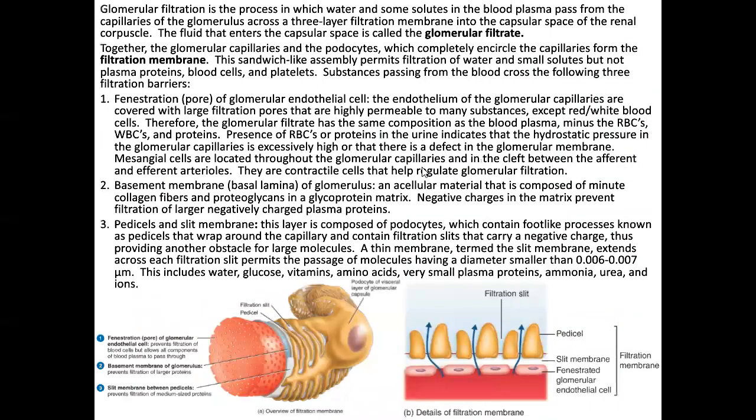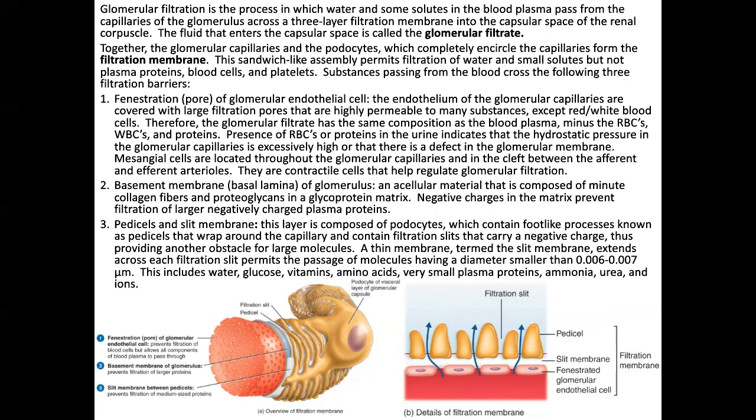Now, that's just the first of our 3 layers. Surrounding that layer is the basement membrane of that glomerulus. Remember, capillaries have 2 layers: the endothelial layer surrounded by a basement membrane. Well, this is an acellular material composed of minute collagen fibers and proteoglycans and a glycoprotein matrix. A lot of big buzzwords that we've kind of seen before.